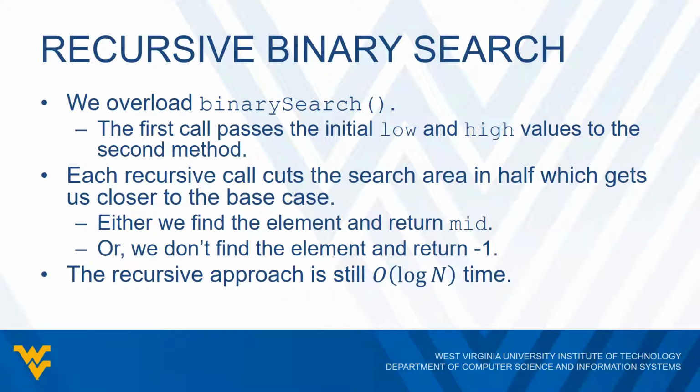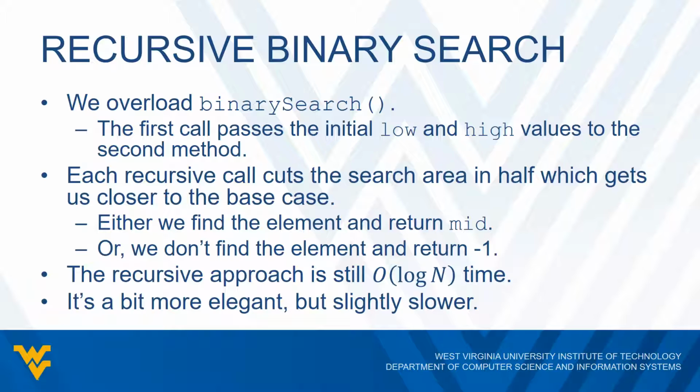Each recursive call cuts the search area in half, so it gets us closer to the base case. But what is the base case here? We actually have two base cases. One is that we find the element we're looking for, so we return mid. The other is that we don't find it at all, and we return -1 and we're done. This recursive approach is still O of log n time. That part hasn't changed. The code itself is a little more elegant, but from an execution standpoint it is slightly slower, because there is extra overhead with making all of these additional method calls.